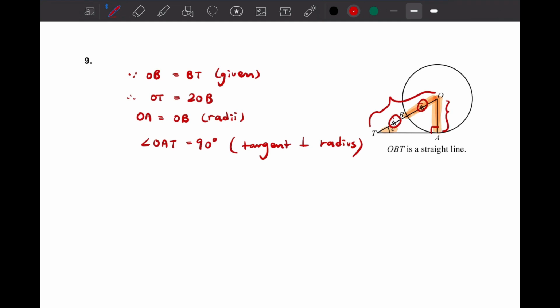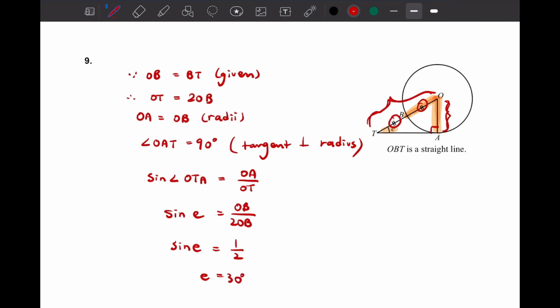Tangent perpendicular to radius. So now you realize this length is going to be the same as OB. So OA is equal to OB, and OT is equal to 2OB. So actually, we can put everything in terms of OB. And it is a right angle triangle. So therefore, we can use our sine ratio and put those OA and OT in terms of OB. Then you will have sine E is equal to 1 over 2, and this is your special angle, 30 degrees.